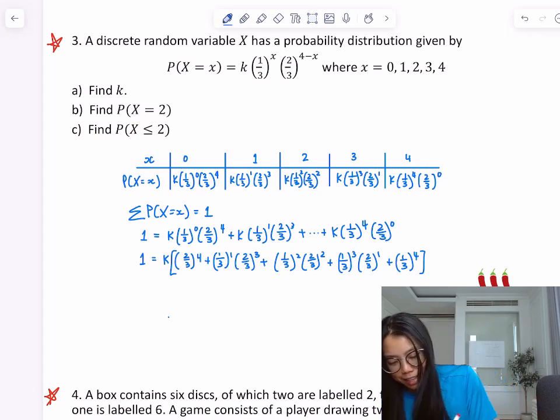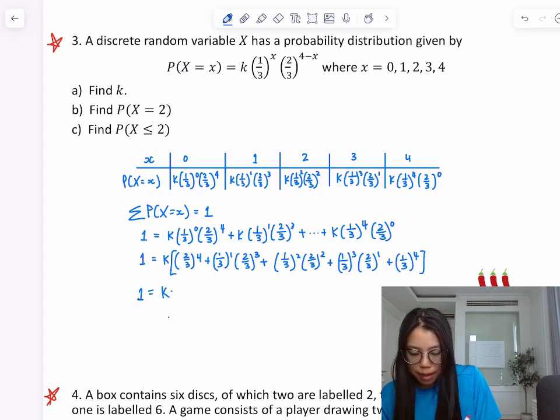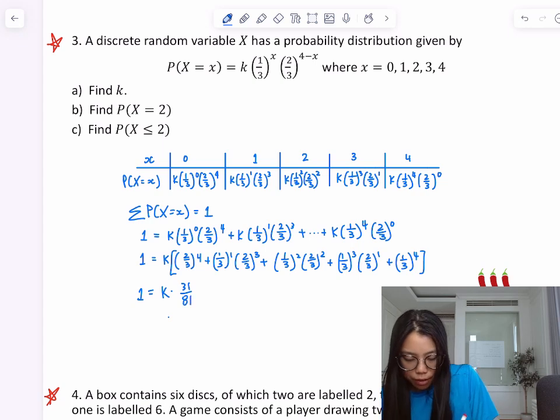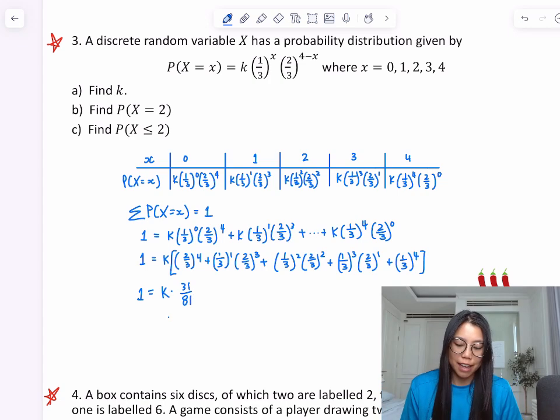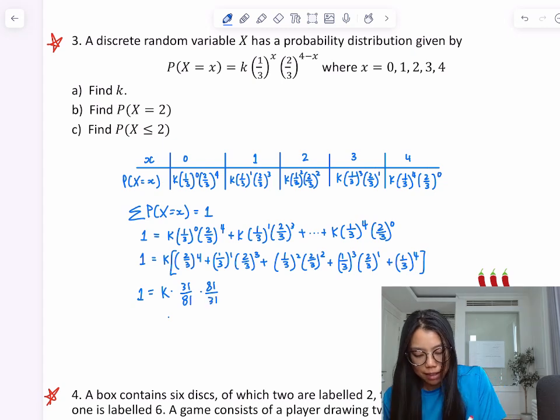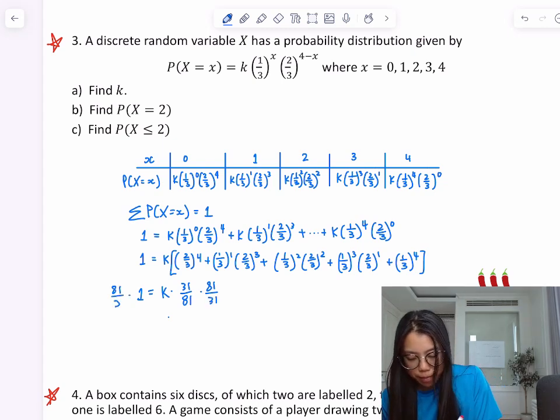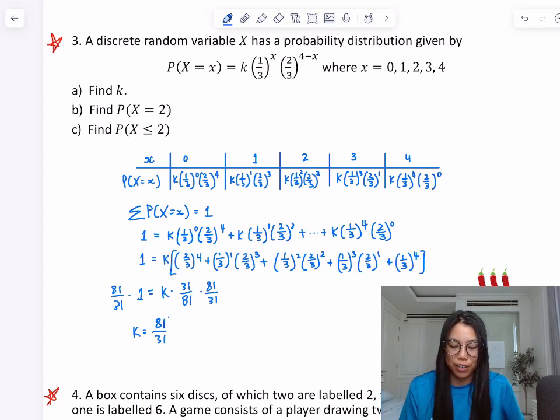So this value that we sum up ends up being 31 over 81. And now to solve for k, I multiply both sides by the reciprocal, which is 81 over 31. And so k is equal to 81 over 31. There's our answer.